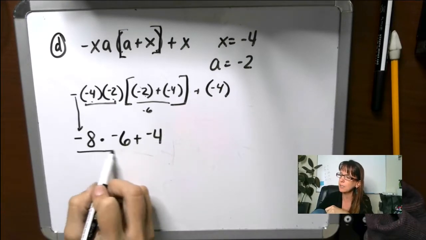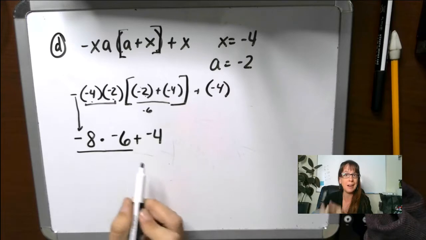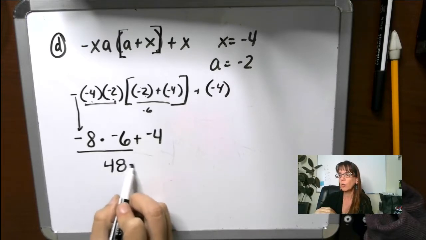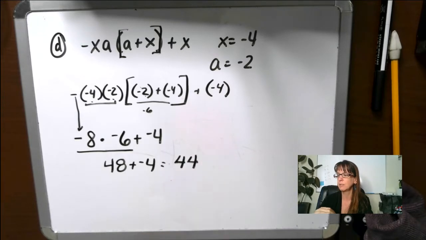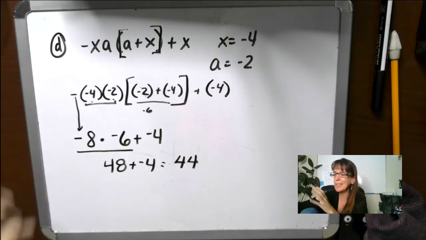So here, 6 times 8 is 48, and it's going to be positive because it's 2 negatives. So 48 plus negative 4 gives us positive 44. Positive 44. All right, go ahead and try those.